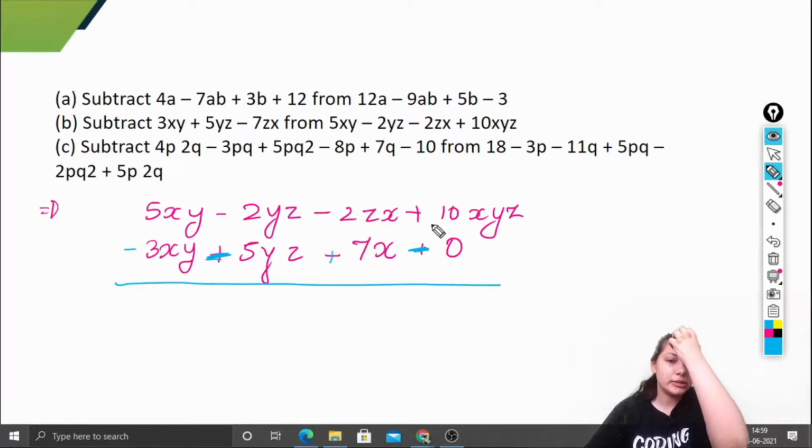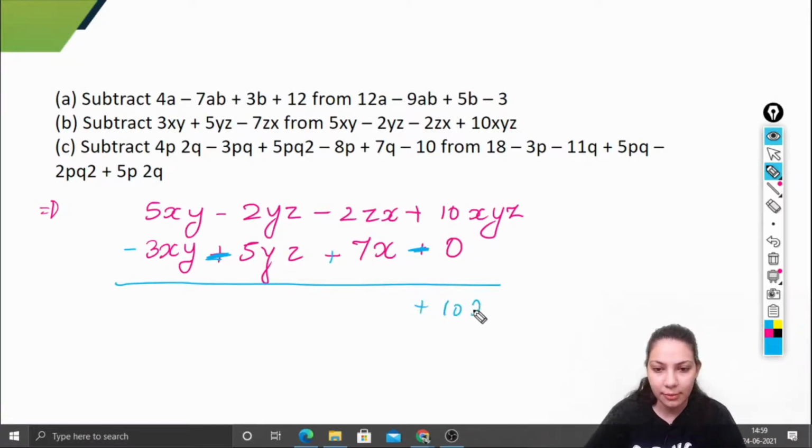So 10xyz minus 0 will resolve as the same. It is 2, and 2 minus 2 plus 7. Again the sign will come of the greater number, that is 7. So 7 minus 2 is 5 zx. Oh wait a minute, this is zx. Okay, so zx will come as it is.